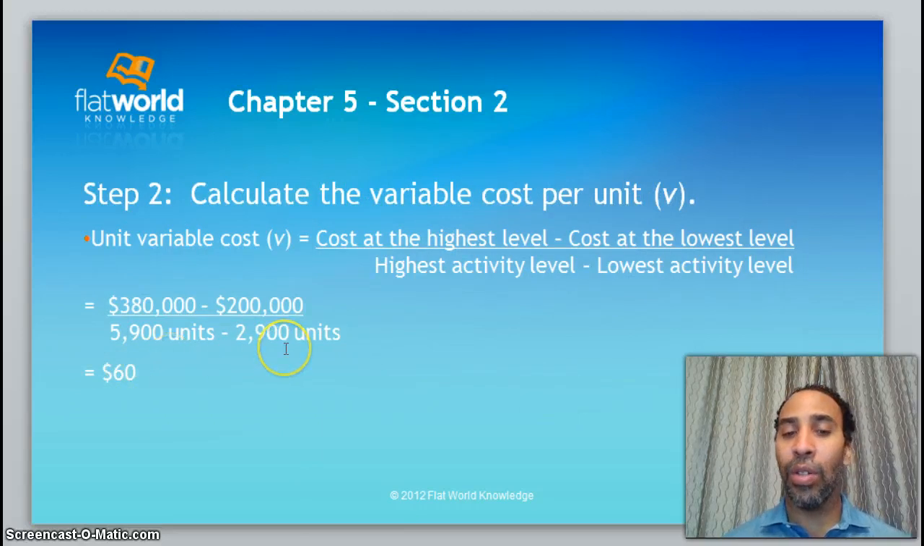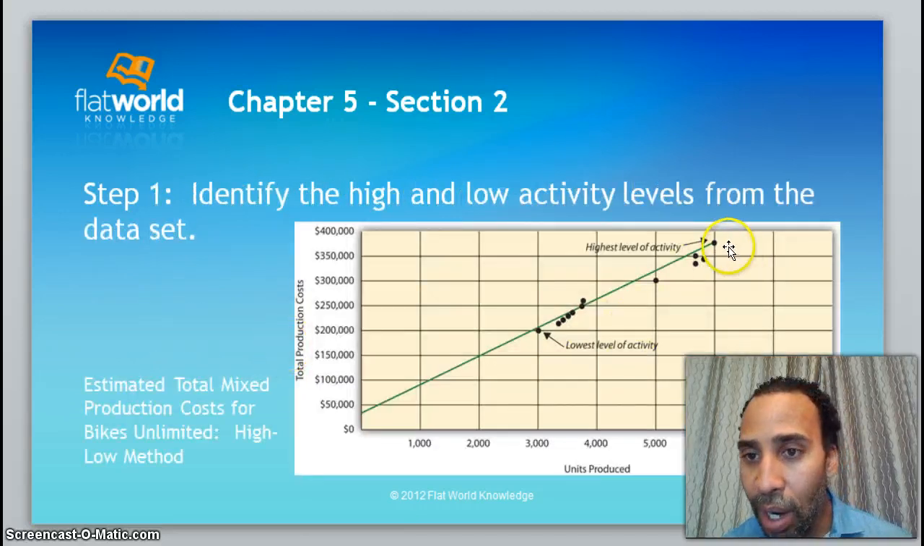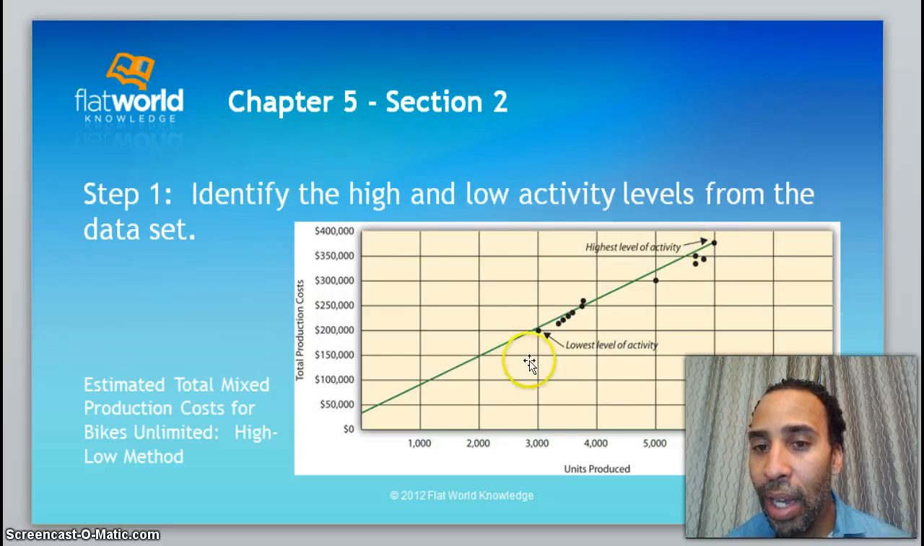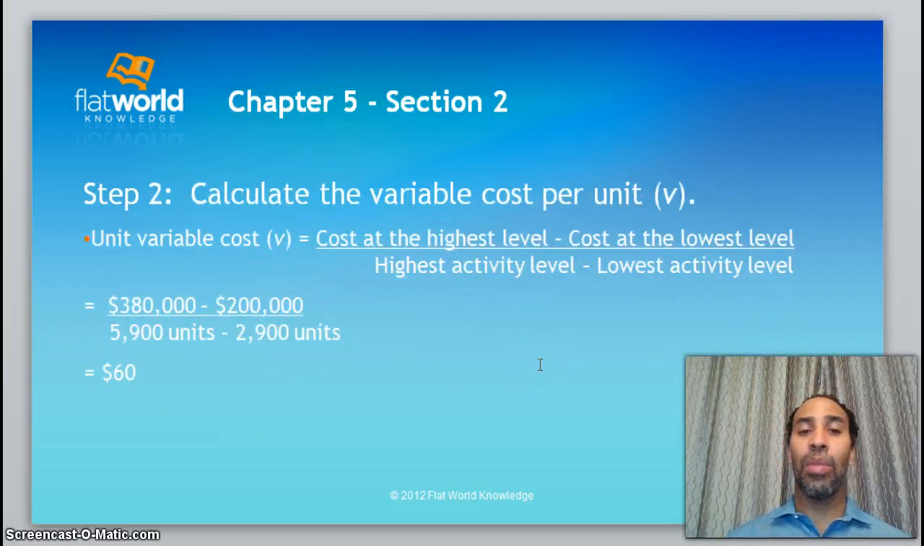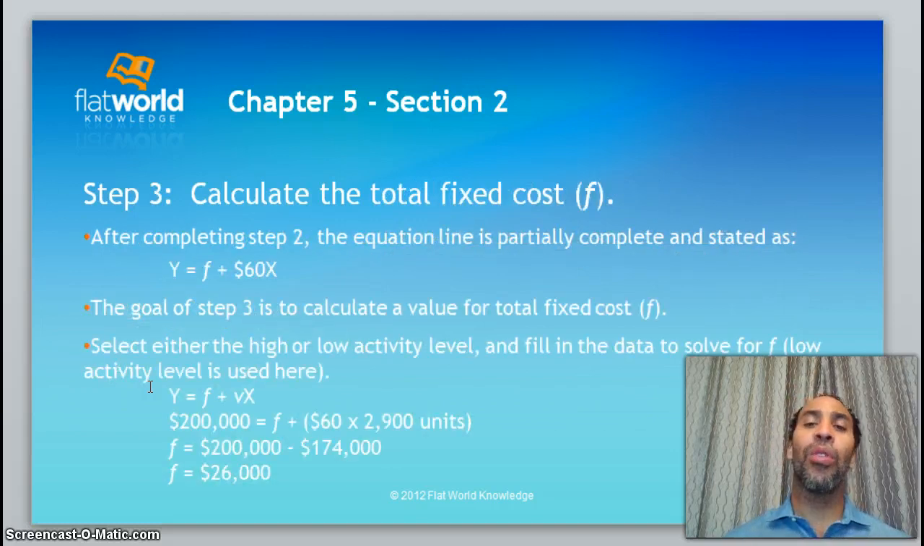5,900 units versus 2,900. What we see right here, it's just before 6,000, so 5,900 seems about right. And here the lowest is right before 3,000, so 2,900 seems about right. And so when you want to calculate your variable cost per unit, we've come up with $60. So we've done step one, and we've also done step two. It flies by. So calculate the total fixed cost.